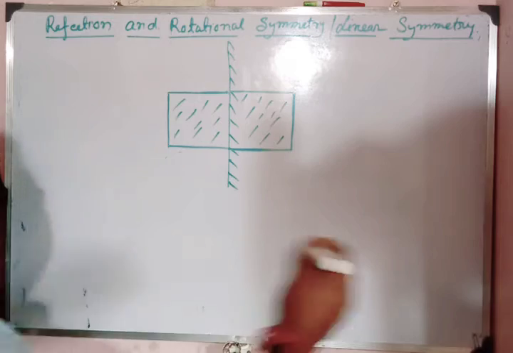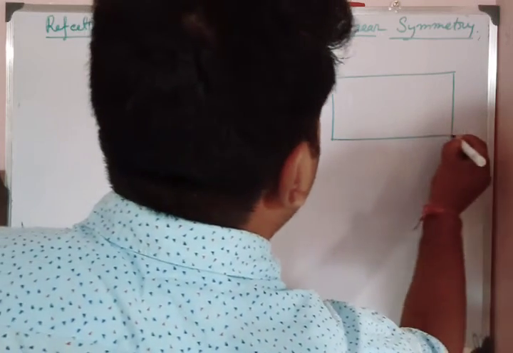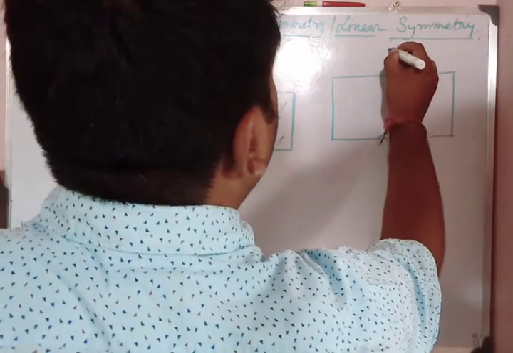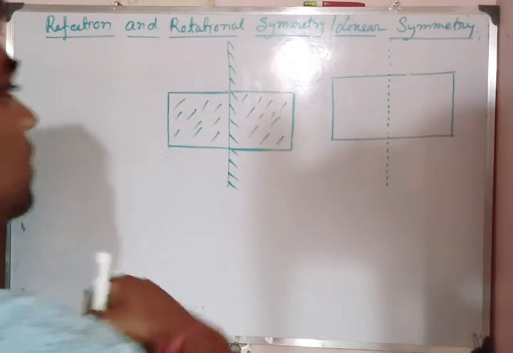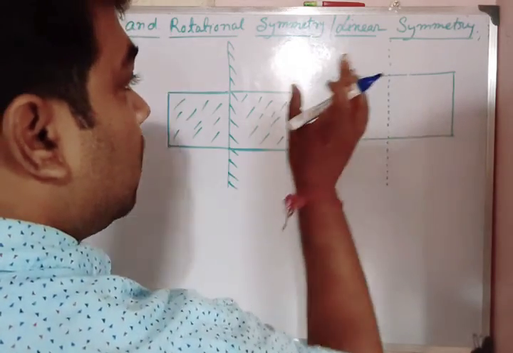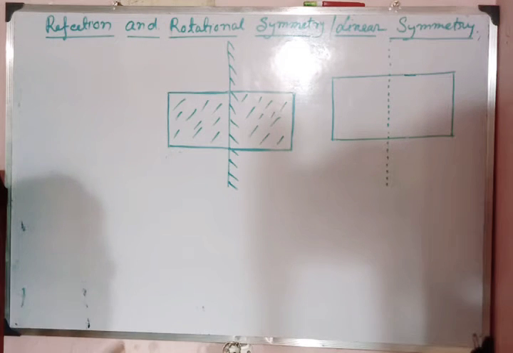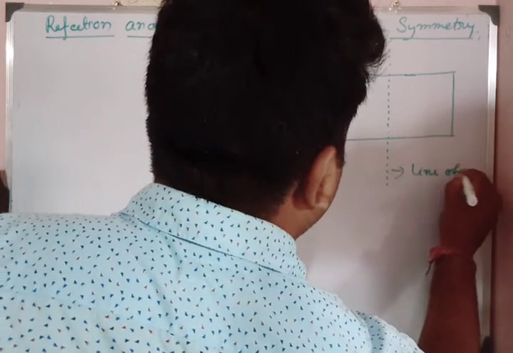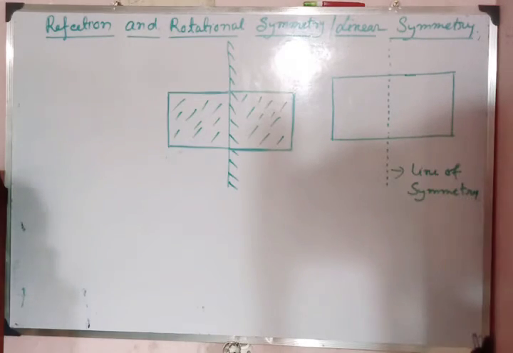Now, come to the point that if we take one rectangular figure, a line which divides the figure into two equal and identical parts, not only equal but identical parts, that line is called the line of symmetry.